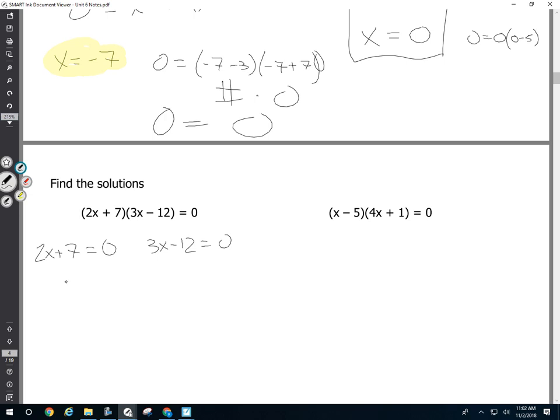Well, I could solve these. Minus 7 divided by 2. x equals negative 7 halves, or negative 3.5. Plus 12 divided by 3. x equals 4. This one over here, go ahead and find the solutions to this equation. One of them is easy to just kind of see. When x is 5, boom, we got it. Find the other one.